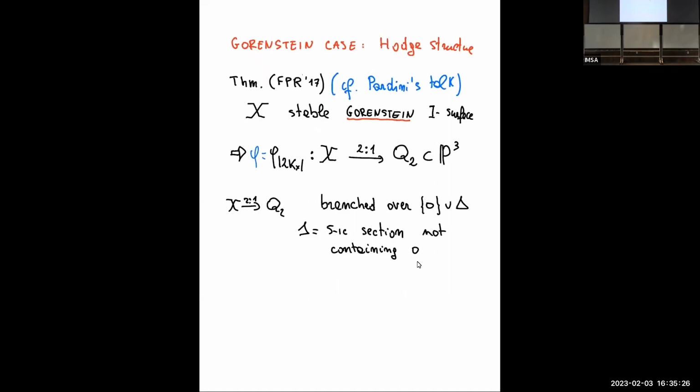Okay, so let me explain a little bit, in the Gorenstein case, what can be seen about the Hodge structure. The starting point is the theorem which we proved with Bardini and Rollenske, which says that for a stable Gorenstein eye surface, the bicanonical map maps X 2 to 1 onto the cone, and this is branched over a quintic section not containing the vertex, exactly as in the smooth case.